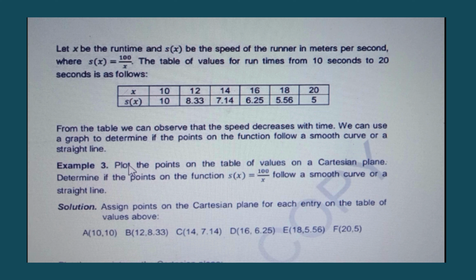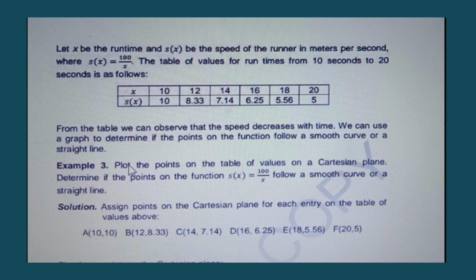From the table, we can observe that the speed decreases with time. We can use a graph to determine if the points on the function follow a smooth curve or a straight line. Example 3. Plot the points on the table of values on a Cartesian plane. Determine if the points on the function S(x) equals 100 over x follow a smooth curve or a straight line.